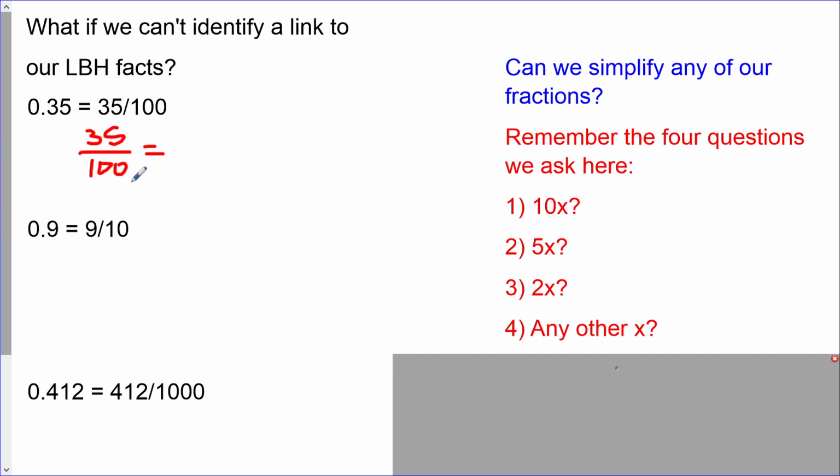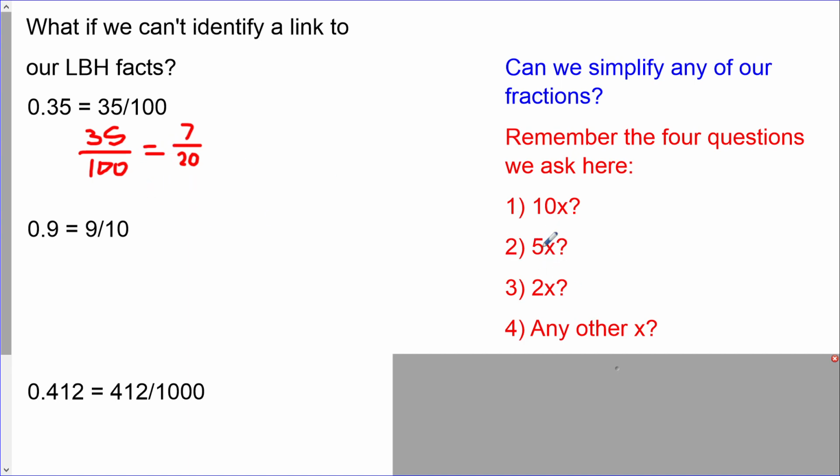Do they both go into the 5 times table? The 35 does, and we know the 100 does. So therefore we can divide both the numerator and the denominator by 5. 35 divided by 5 is 7, and 100 divided by 5 is 20. Remember, whatever we do to the bottom, we do to the top.